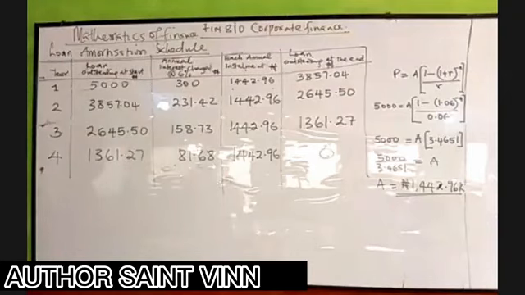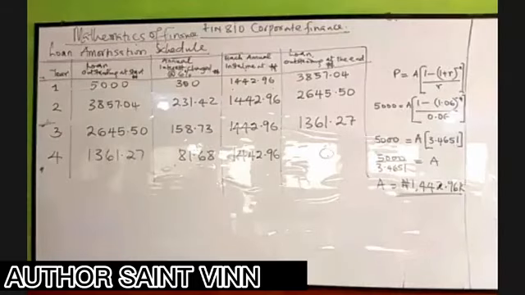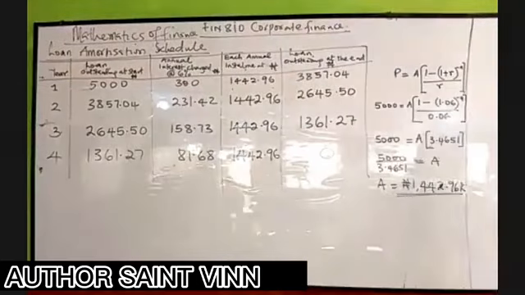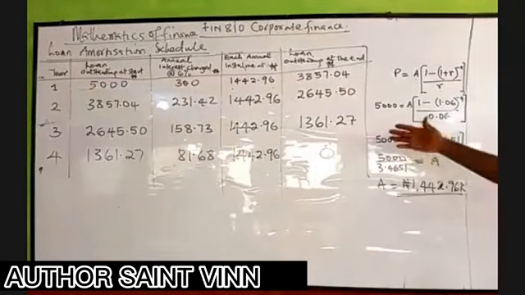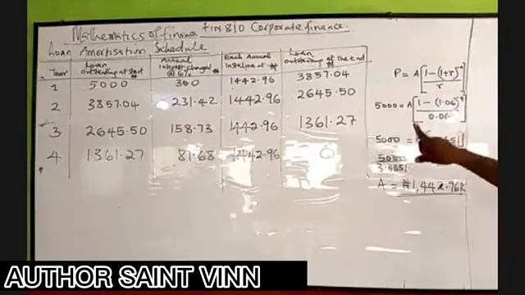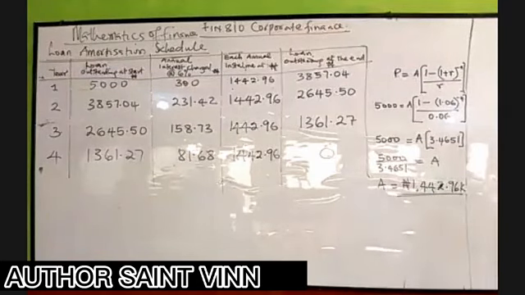Is it clear? So we have seen loan amortization and how the schedule will look. We'll look at the sinking fund next, which is a little bit different from this, but the same idea.